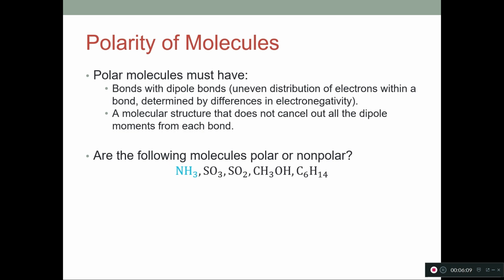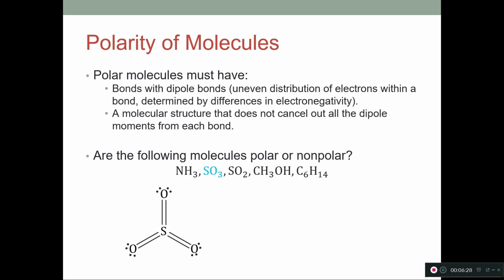So for the first one, we have this ammonia, so that would have a 3D structure that looks like this. We have these dipole moments. If we put them end to end, we would have something that looks like this. We see there is a net change, and therefore there is a net dipole. And so the ammonia is a polar molecule.